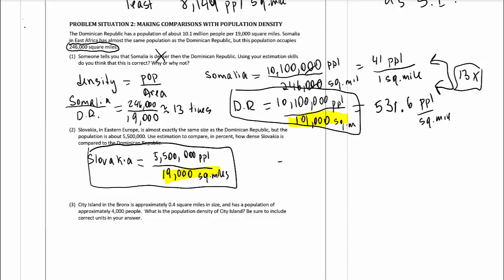All right, let's review. Dominican Republic is going to be more dense because it has more people and about the same space. Okay, and how much more? Well, look at the numbers. If you look at the 10 million and the 5 million, it's about twice as populated. Therefore, it has to be twice as dense. And if we divide it, just to double check, 5,500,000. I'm going to get rid of those zeros to make the division quicker. Divided by 19, it's 289.5.